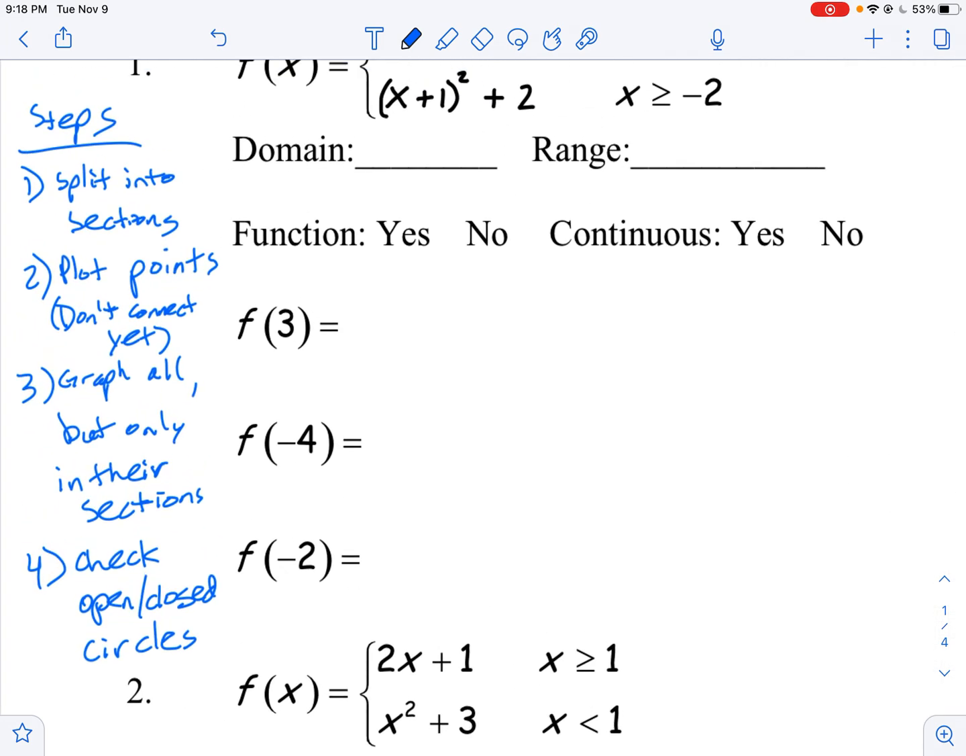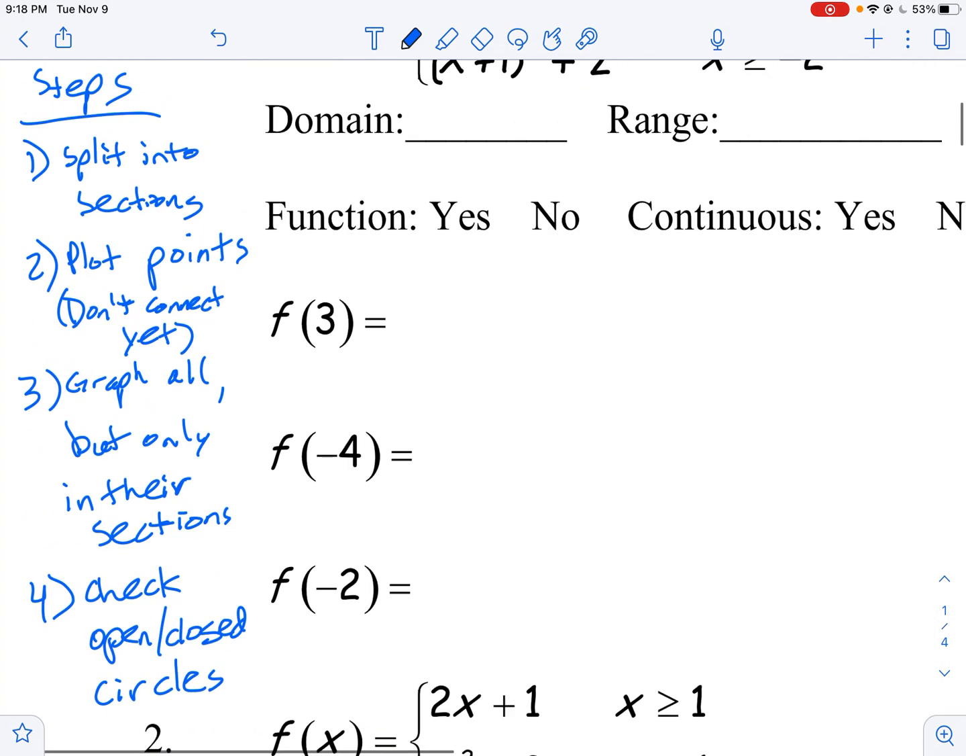If you're the kind of person who likes step-by-step instructions, I tried to make some. Step 1, you're going to split your graph into different sections. Step 2, you're going to plot the points of each function, but don't connect them quite yet. Then you're going to graph each of those, but only in their sections, so you connect just the part that's supposed to be visible. And then you have to check on the borders. Sometimes you have open circles, sometimes closed circles. We'll talk about it when we get there.